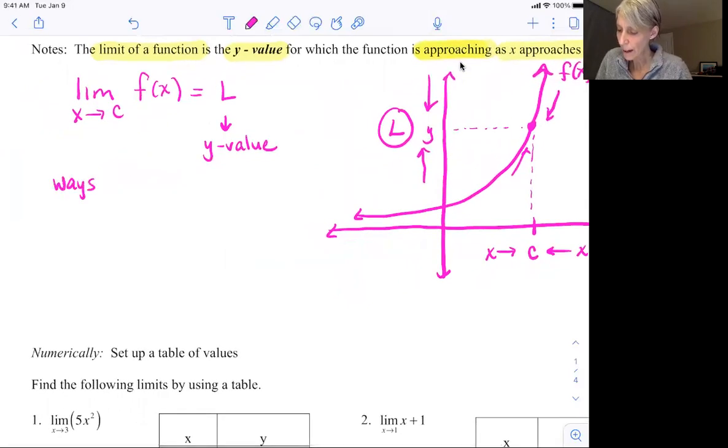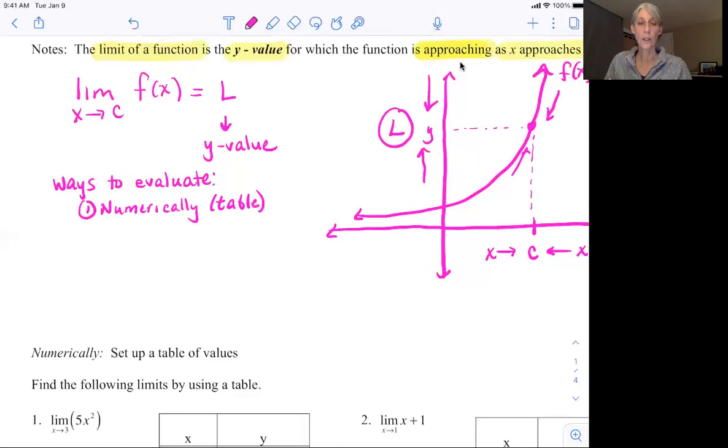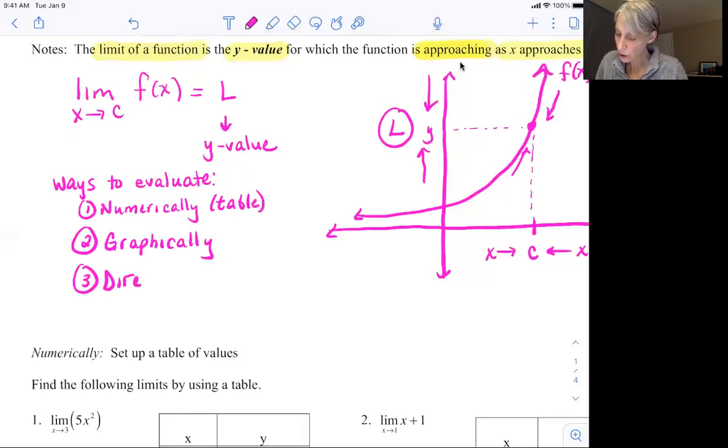Some different ways we're going to evaluate limits in this class. Numerically, which means we're going to use the values from a table in our graphing calculator. Graphically, we're going to work right from a picture of a function. And direct substitution, and that means just plugging in x.